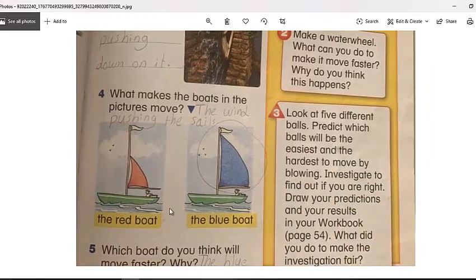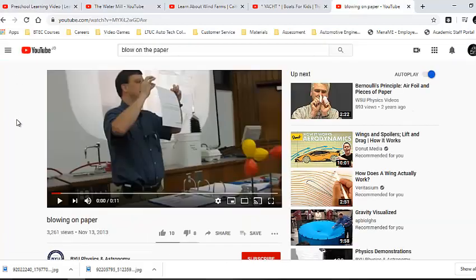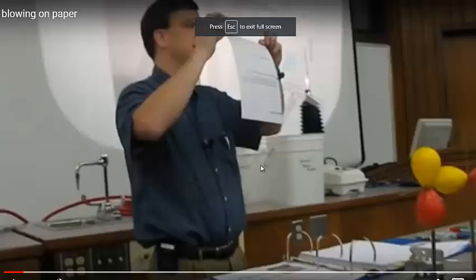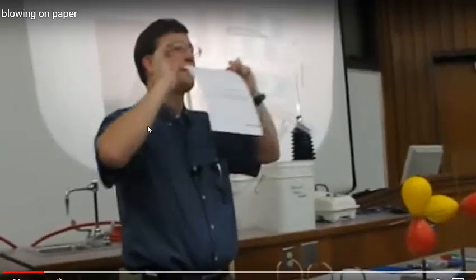Let's see now another force, which is the wind. Imagine you have a piece of paper. Can the paper move on its own? What can you do to make this paper move? You will blow it, right? You will give it air. You will give it a force to move. Let's see what that man is doing with that paper. See what happens.